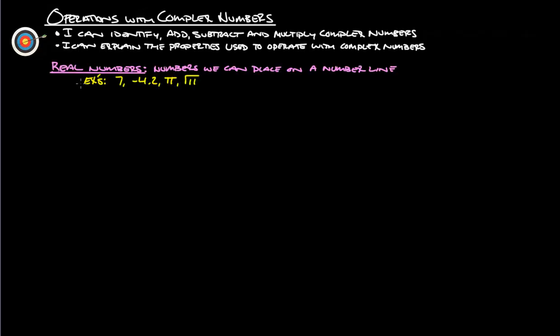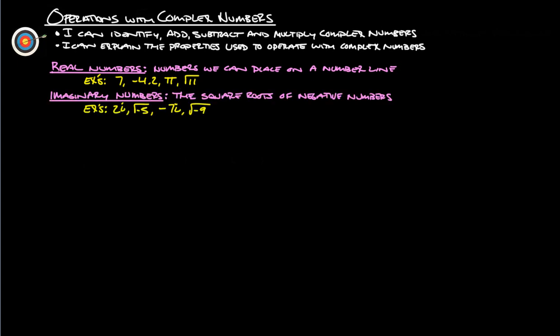So, real numbers are numbers that we can place on the number line, like 7, negative 4.2, pi, square root 11. Pretty much everything that we know up until this point is a real number. Now, what we just talked about in the last section was imaginary numbers, and that's the square roots of negative numbers. So 2i, square root of negative 5, negative 7i, square root of negative 9. All of these are imaginary numbers.